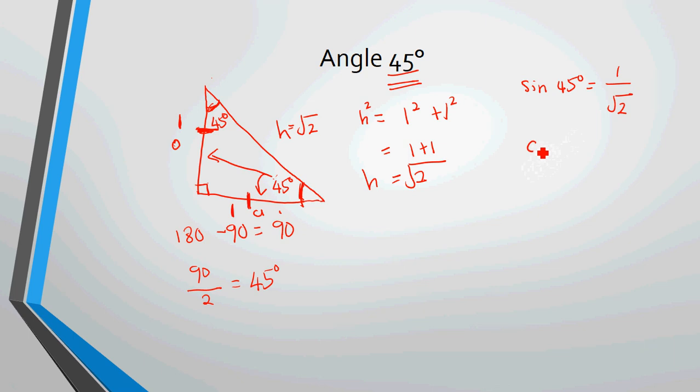And then the cos. Cos 45 degree equals adjacent is 1, hypotenuse is square root 2. And tan 45 degree equals opposite is 1, adjacent is also 1, so 1 over 1 equals 1. Okay, so based on the three situations of the triangle just now, we can calculate the value of sine, cos, tan without using a calculator.